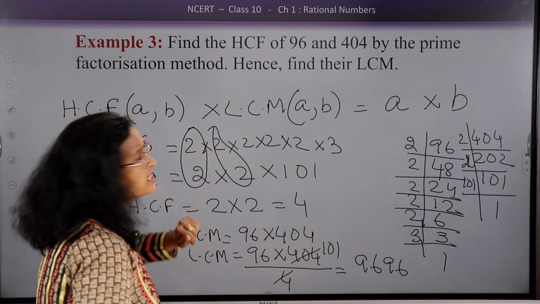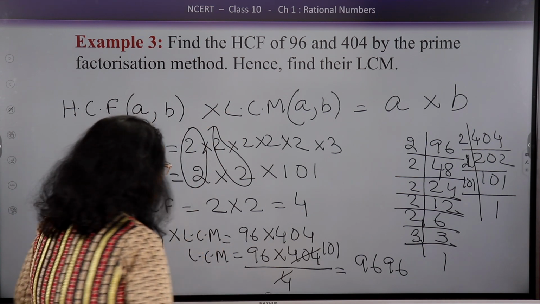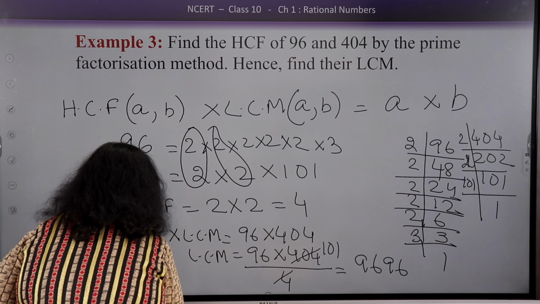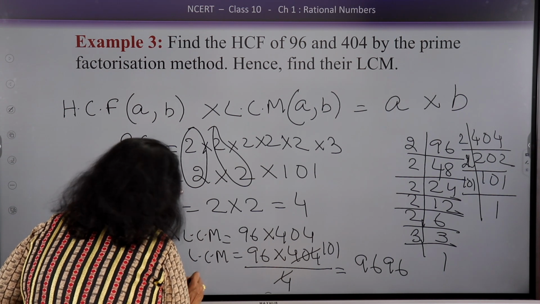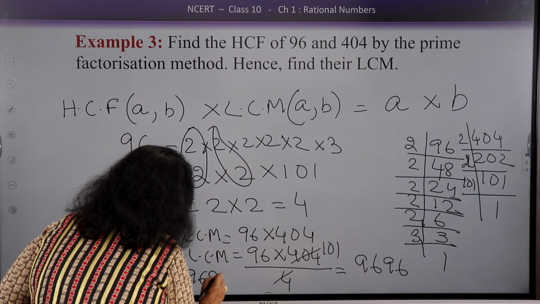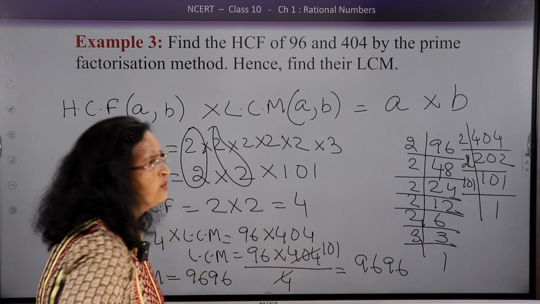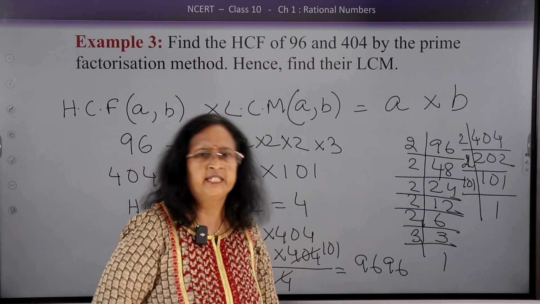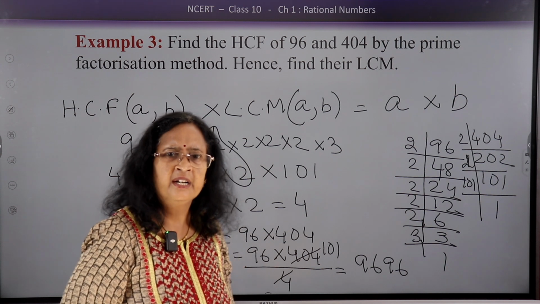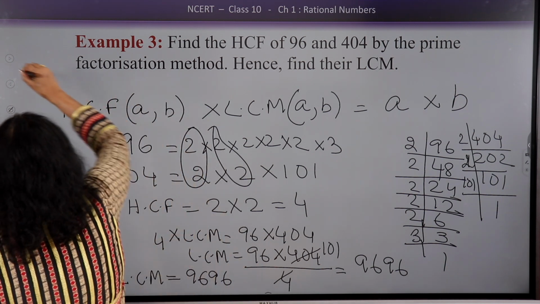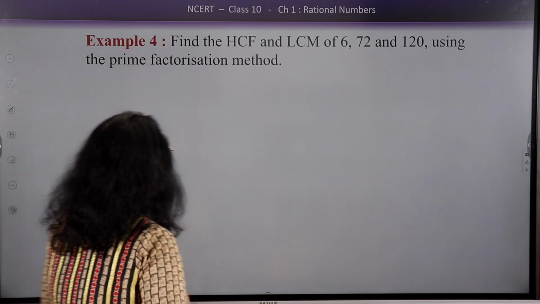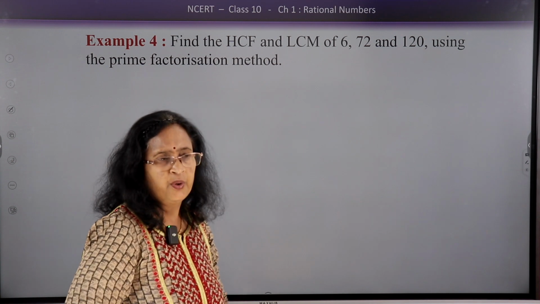What is the question asked? Hence find their LCM. So the last sentence will be LCM is equal to 9696. All right, children? Great. Now we come to the next example, that is example 4.